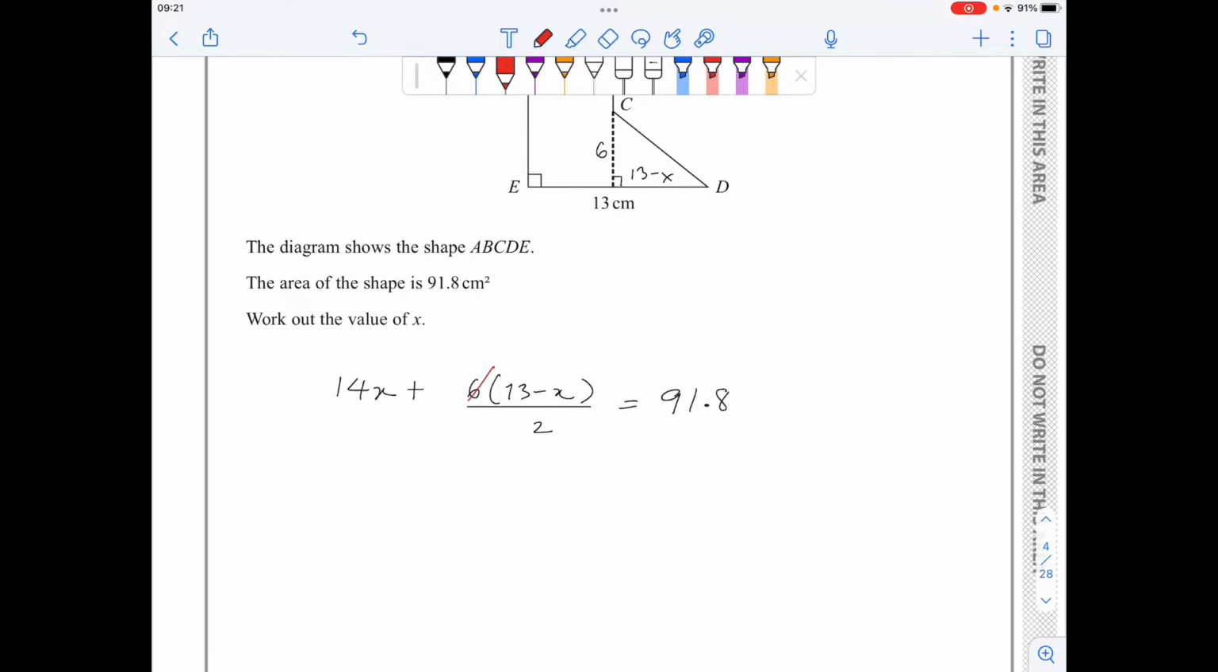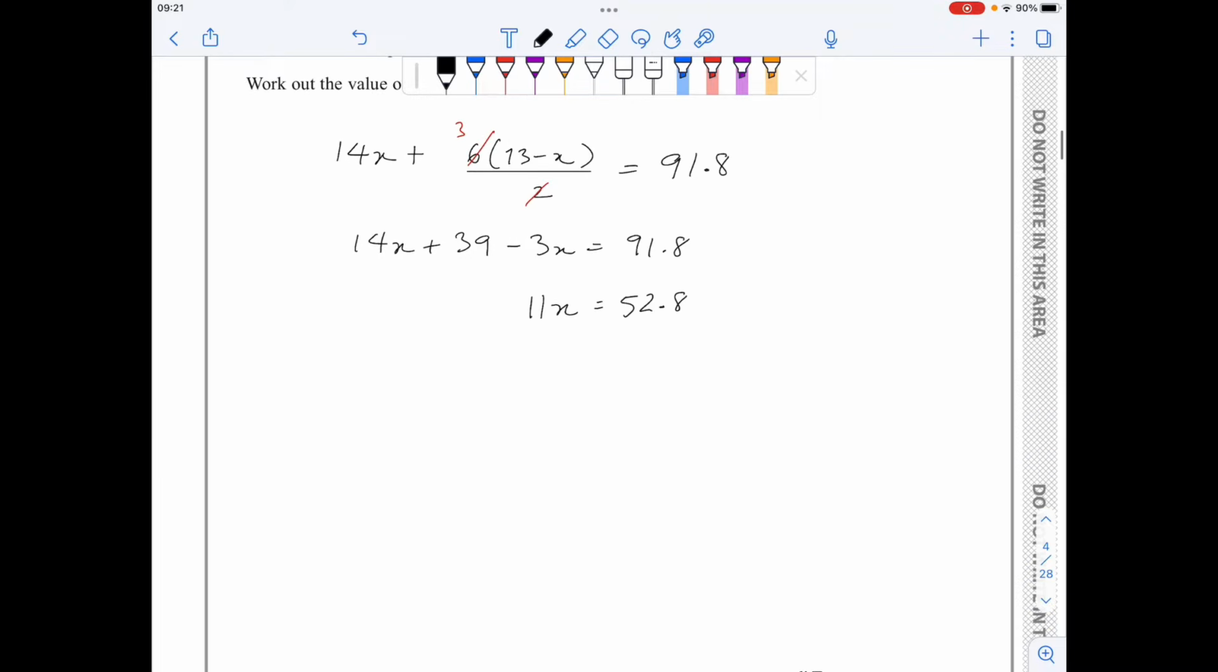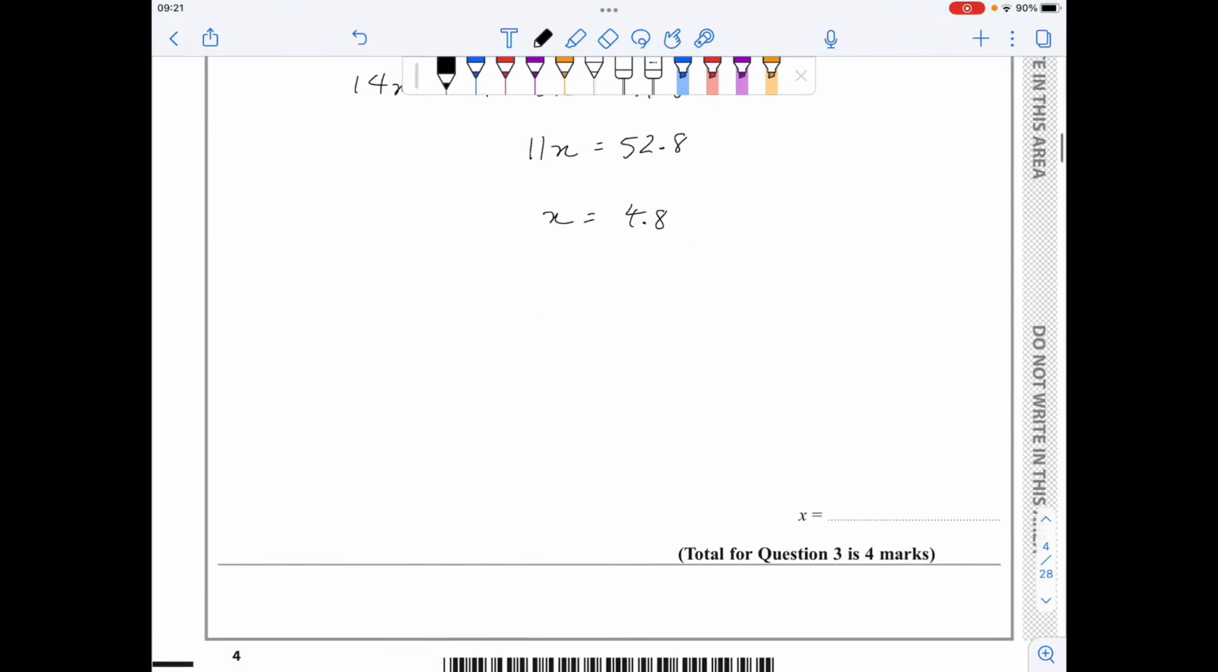91.8. I can simplify the 2 with the 6. Hence, 14x plus 39 minus 3x is 91.8. So 11x equals to 52.8. Hence, x comes out to be 4.8, and that's the final answer.